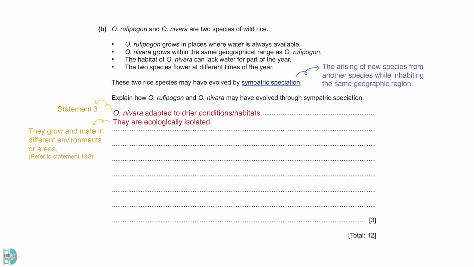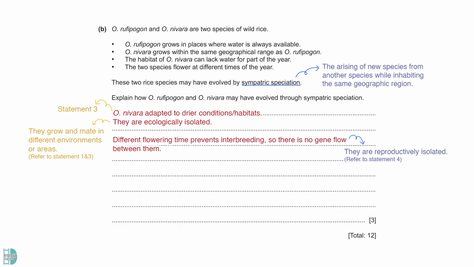The information also shows that they have different flowering times. This prevents interbreeding between them because when one species releases the pollen, the other one is not receptive. So, there is no gene flow between them. They are said to be reproductively isolated as they cannot reproduce with each other.